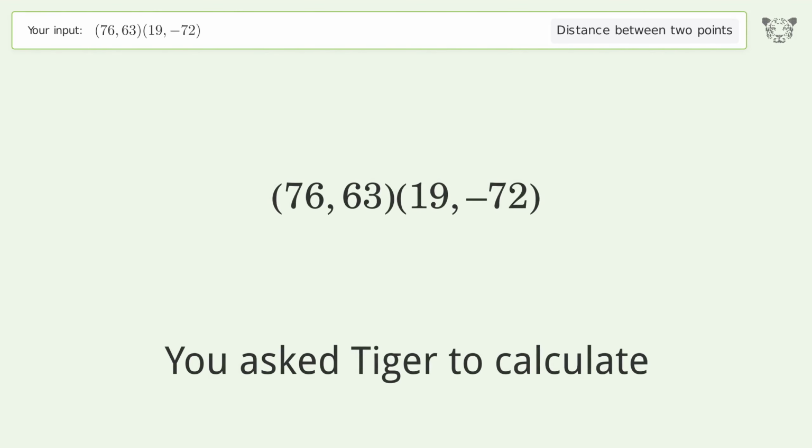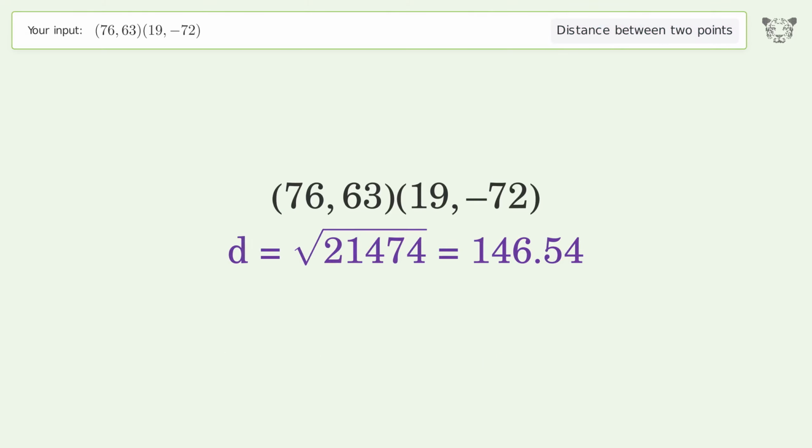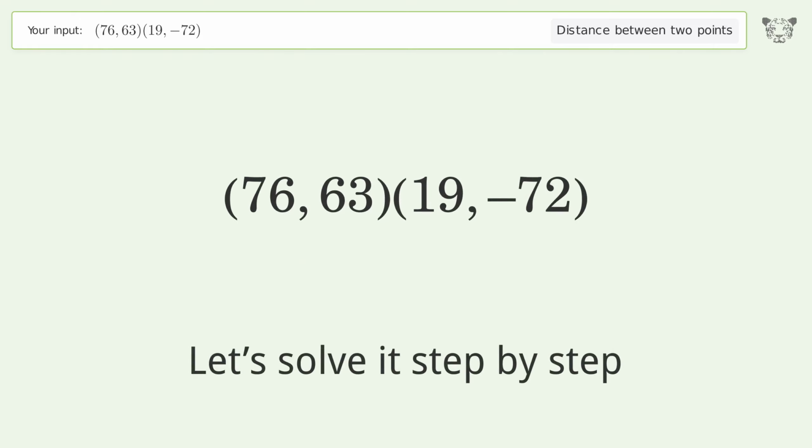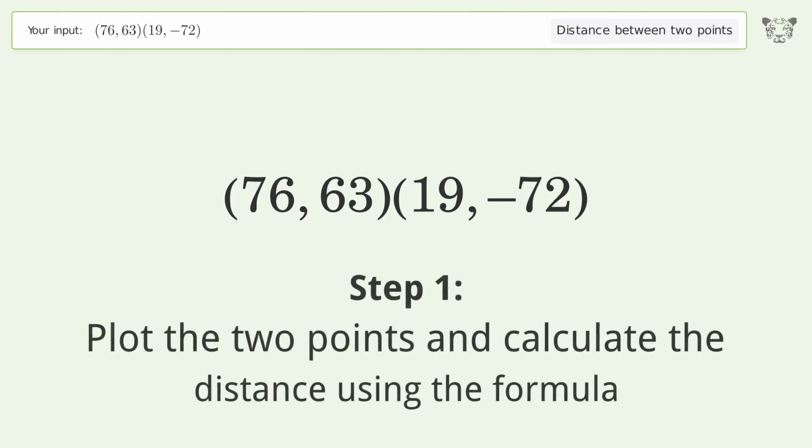You ask Tiger to calculate. This deals with the distance between 2 points. The distance between the 2 points is the square root of 21,474, or 146.54. Let's solve it step by step. Plot the 2 points and calculate the distance using the formula.